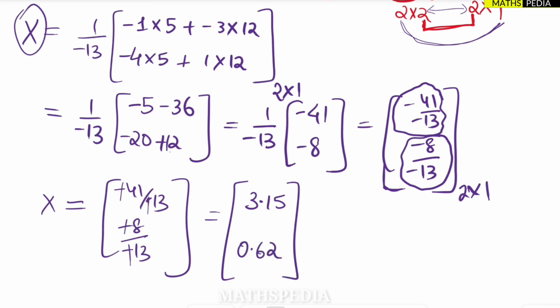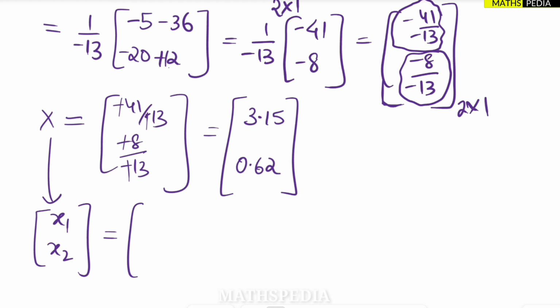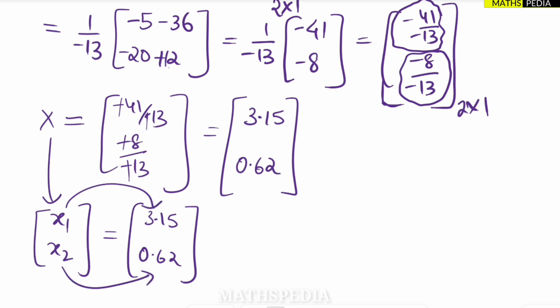Okay, this is the value we are getting. Now we have to get x1 and x2 values. X we know is nothing but the matrix x1 x2, which is equal to 3.15 and 0.62. So that means the corresponding values will be x1 and x2. So the given solution will be: x1 is equal to 3.15 and x2 is equal to 0.62.